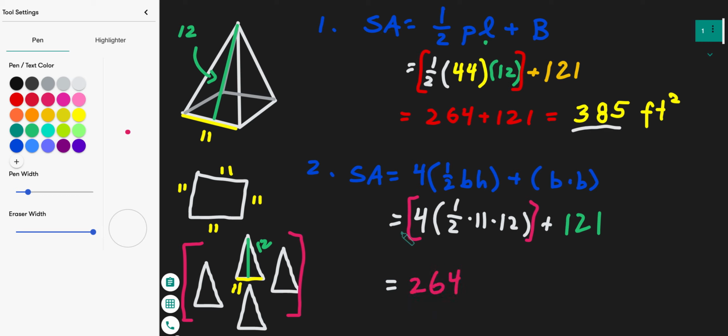264. And of course, I got that from this equation bracketed in pink, right? So now I just need to add that to 121. So what is 264 plus 121? It is equal to 385 feet squared. So surprise, surprise, it is the same as our previous equation answer, right? We both get 385 for both answers.